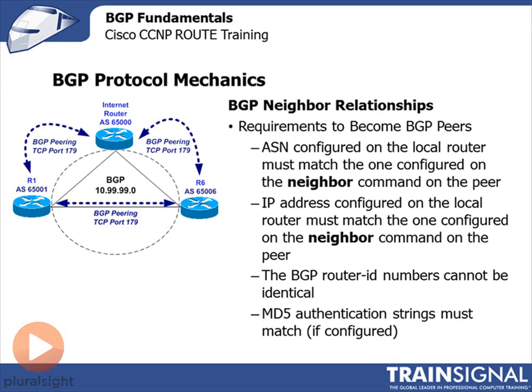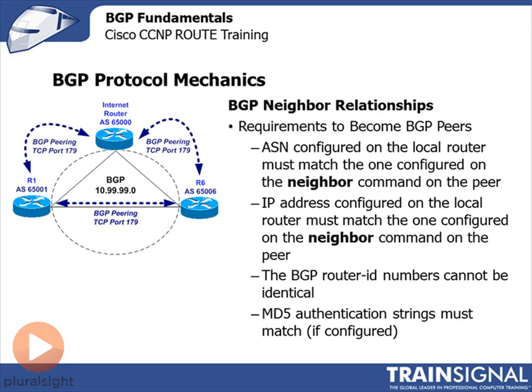So you see they're inverses of each other and they have to match or the neighbor relationship will fail. Same thing with the IP address, as I mentioned. The router ID numbers can't be the same. So if you've manually configured, let's say, 10.1.1.1 on router 1, and you try to configure 10.1.1.1 on router 6, the neighbor relationship is going to fail. They have to be unique.